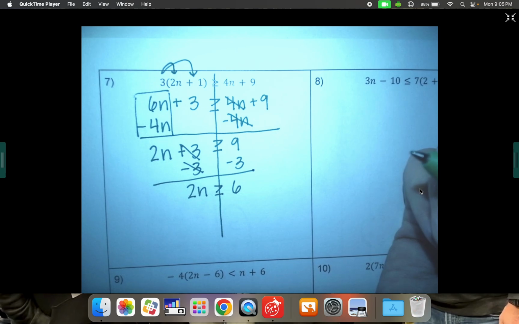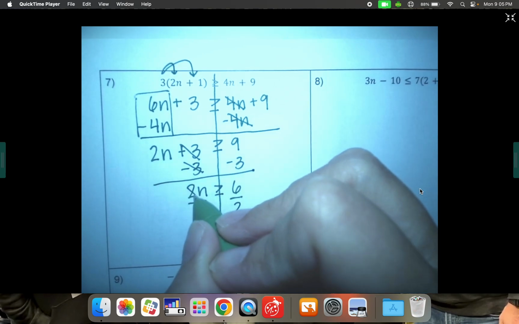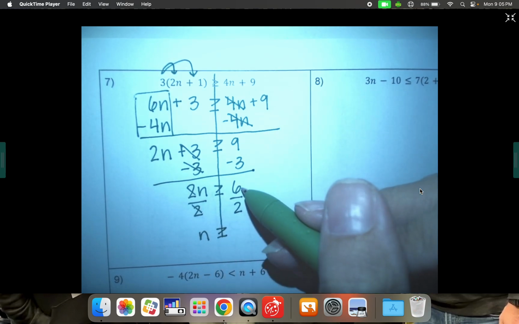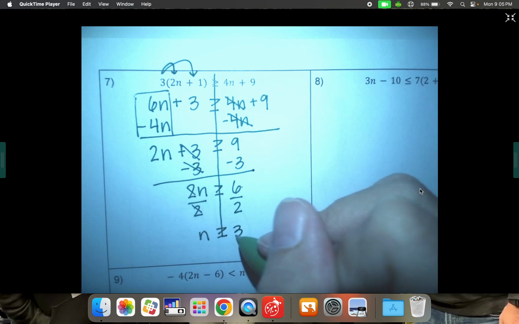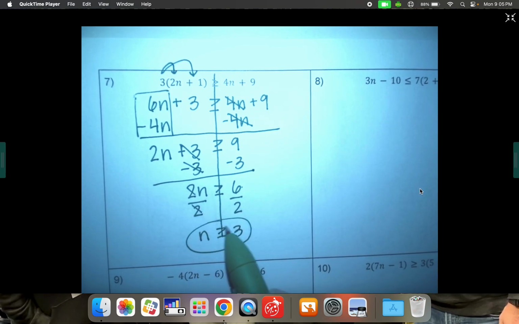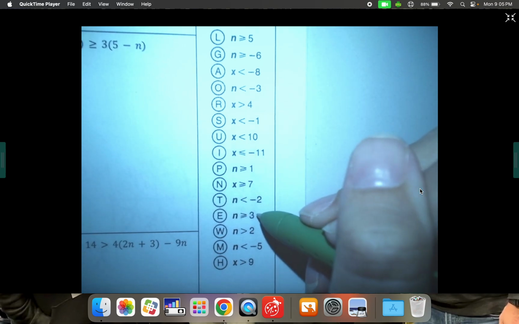And then the last step is divide both sides by 2, and that's a positive 2, so we do not need to flip the symbol. So keep the symbol exactly the same. 6 divided by 2 is 3. So we're looking for an answer of n is greater than or equal to 3. N is greater than, right there, E.